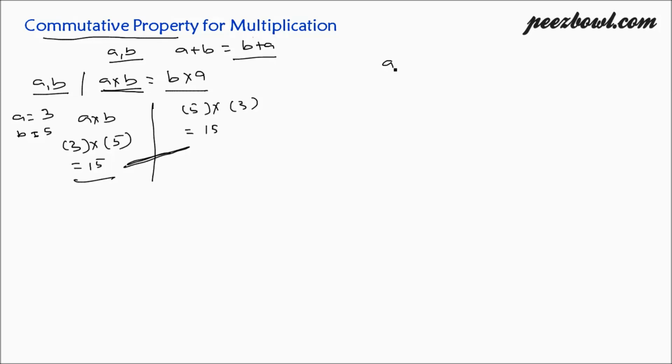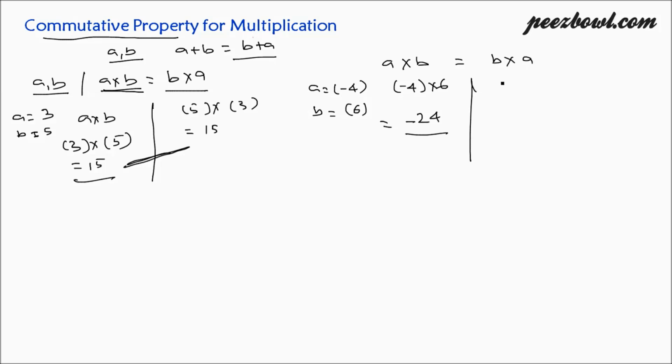Let us see another example. A multiplied by b should be equal to b multiplied by a. Let us say we have a as minus 4 and b as 6. A multiplied by b is minus 4 multiplied by 6, which is 24, and the sign we get is negative, because we are multiplying a negative integer with a positive integer, that is minus 24. Let us see what value we get when we multiply b and a. B is 6 multiplied by minus 4. 6 multiplied by 4 is 24, and when a positive integer is multiplied by a negative integer, then we get a negative sign. Minus 24 is equal to minus 24. So commutative property for multiplication is true.